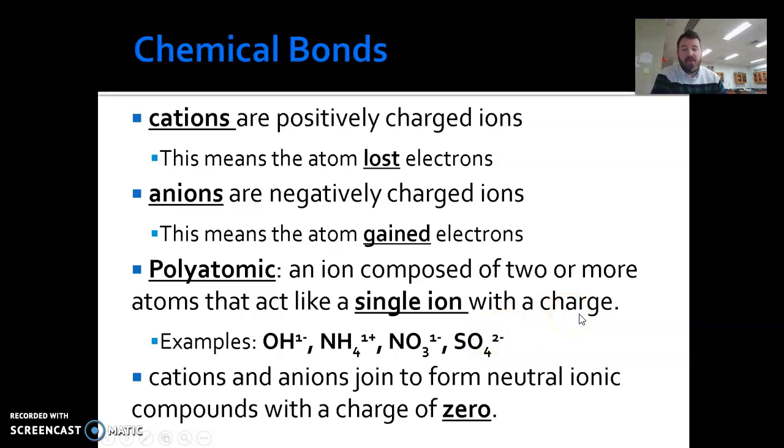All right, so cations and anions will join together to form a neutral ionic compound, and these will have a charge of 0. So our job is going to be to cancel these charges out. Right? And if we have, right, a positive ion with a positive charge and a negative ion with a negative charge, right, if we add those two together, let's say it's like a positive 2 and a negative 2, we get 0. And that's what we mean by adding them up to 0.